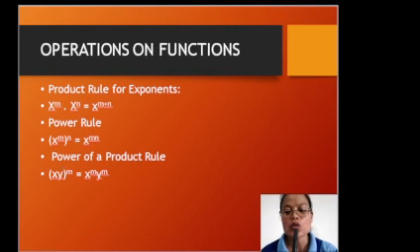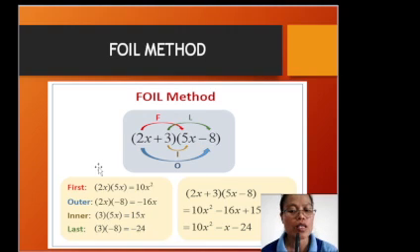Now we will talk about the FOIL method. I know you're familiar with this. And this is being used in getting the product of two binomials. So we have here 2x plus 3 times 5x minus 8. So in the FOIL method, the F represents the first terms, the O represents the outer terms, the I represents the inner terms, and the L represents the last terms. So in this example, the first terms are 2x and 5x. You multiply them, 2x times 5x is 10x squared.